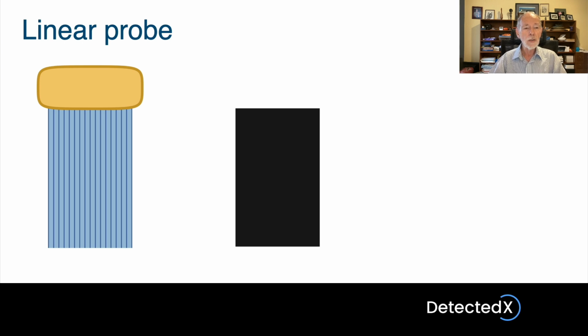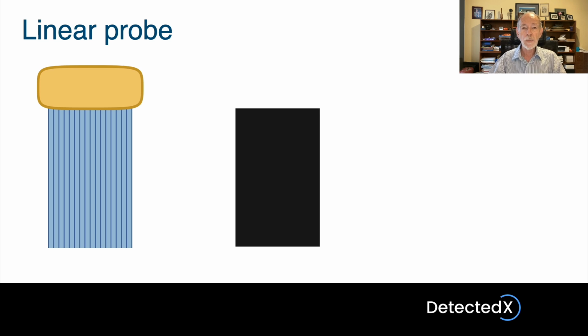So this goes on until the beams have covered the entire image area. Now, I'm only showing a small number of beams in this diagram, but in fact there would be something like 100 to 200 different beam positions. With a linear probe, you'll notice that all of these beams are perpendicular to the probe face.